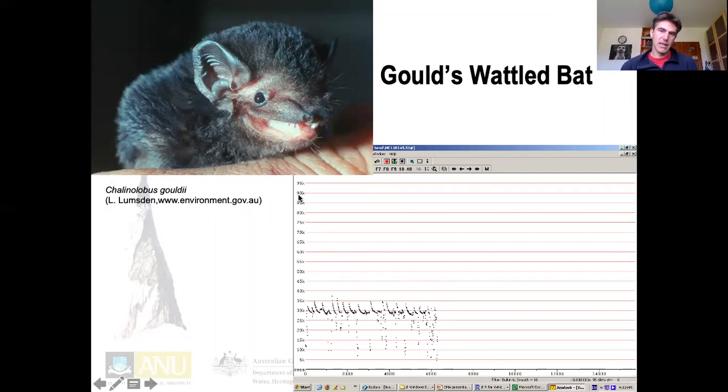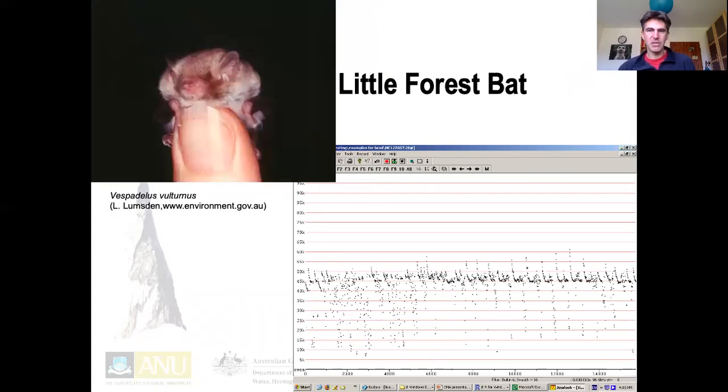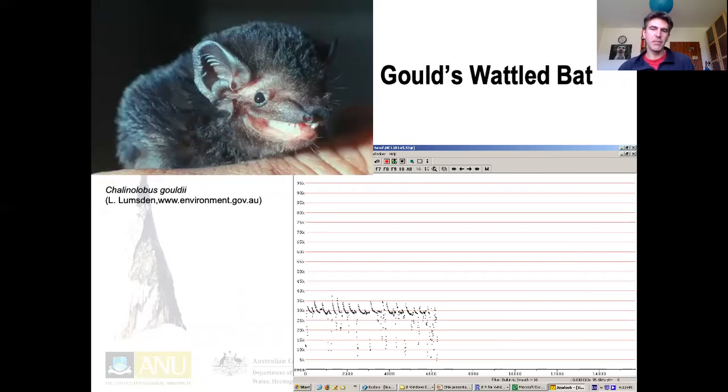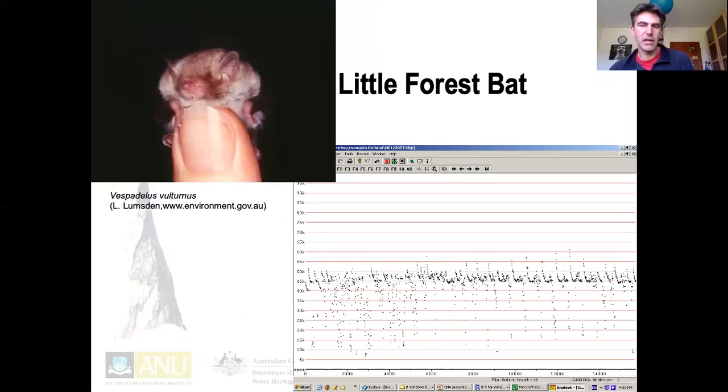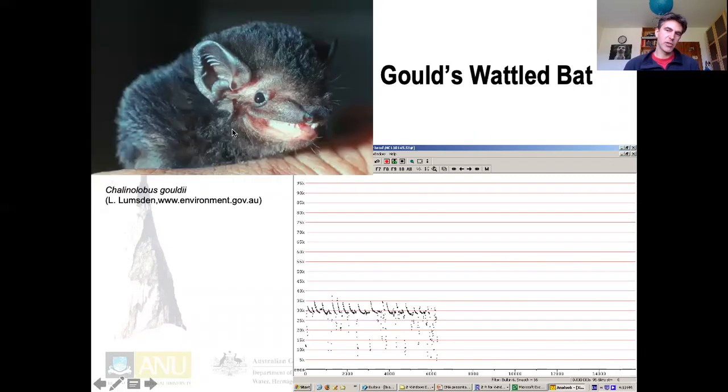So this is the call profile through time in kilohertz. And you see that Gould's wattle bat, for example, has this sort of call profile, whereas the little forest bat here has a different call profile. So you can see that the software later can analyze the calls that were recorded overnight, not very large animals, that were recorded overnight, and you can basically detect the difference there.